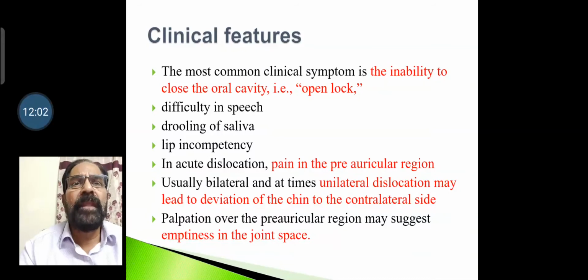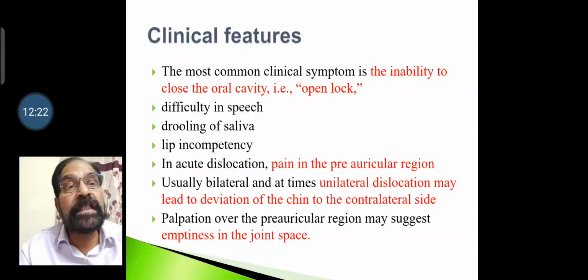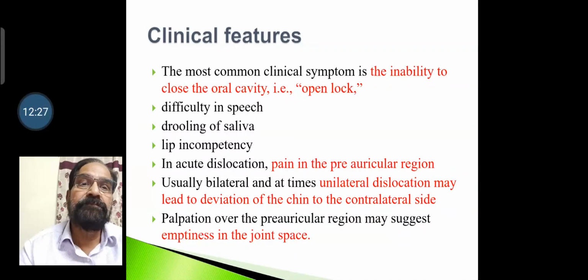Clinical features. The most common clinical symptom is the inability to close the oral cavity, that is open lock, difficulty in speech, drooling of saliva, lip incompetency. In acute dislocation, pain is there in the preauricular region, usually bilateral, and at times unilateral dislocation may lead to deviation of the chin to the contralateral side. Palpation over the preauricular region may suggest emptiness in the joint space.